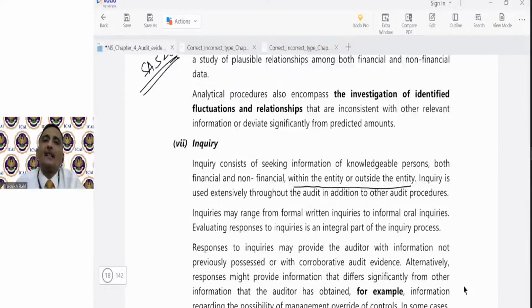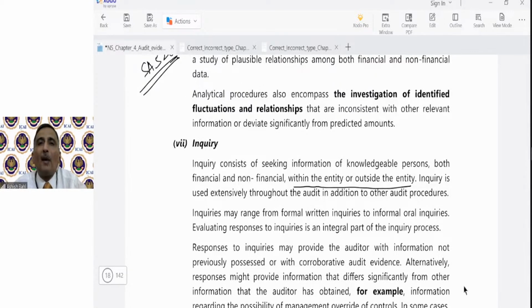So inquiries can be oral, they can be written. So all these are inquiries. So when you informally discuss something within the company, with the staff or with the employees of the company, that is also an inquiry. And what you get back, the responses to your inquiries, that is also part of the inquiry process.